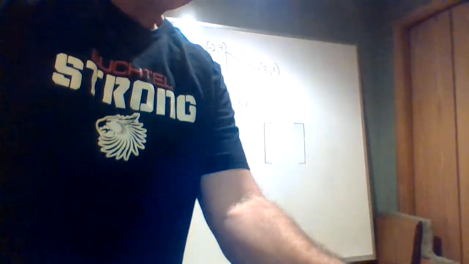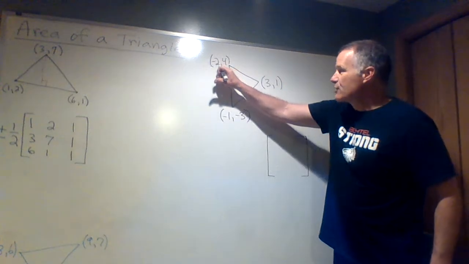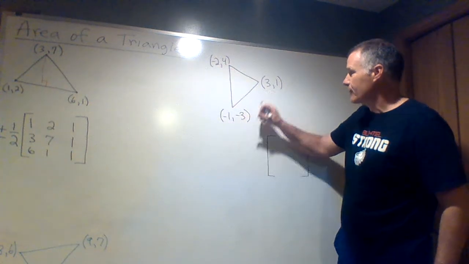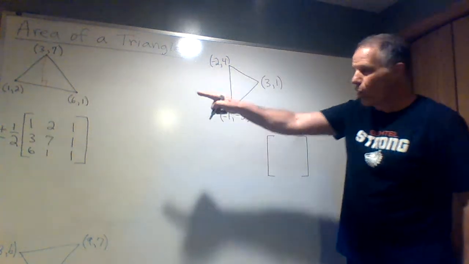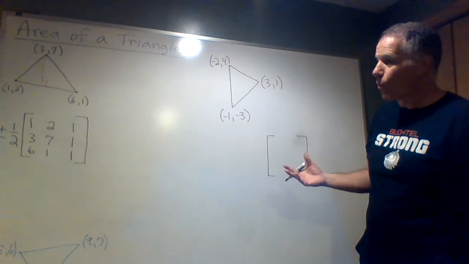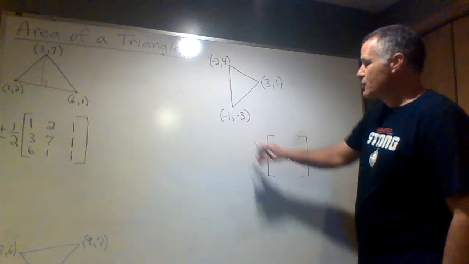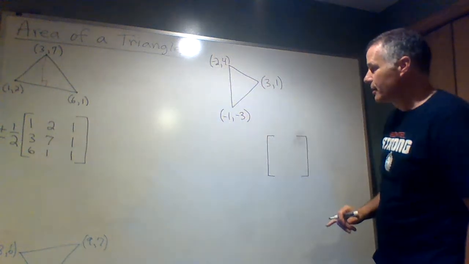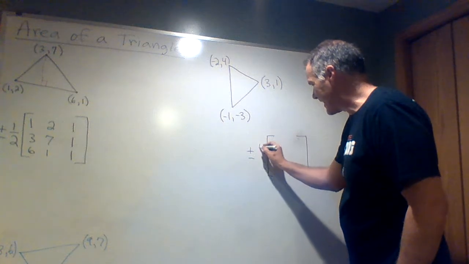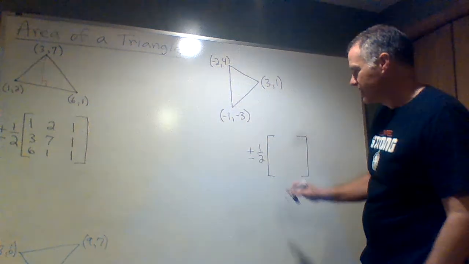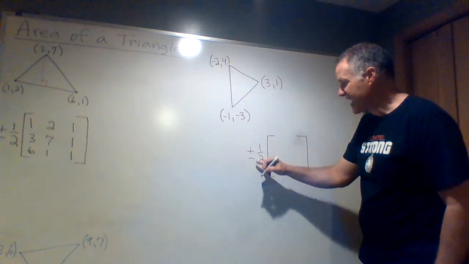Obviously, the vertex points can be negative. So we've got negative 2, 4. We've got negative 1, negative 3, and 3, 1. Now, one cool thing, guys, the order doesn't matter. Like over there, I picked 1, 2 to go first, but I could have picked 3, 7. The order doesn't matter. So I can start here, I can start here, I can start here, okay? But remember, we always have a plus or minus 1/2 at the beginning, in front of this matrix.